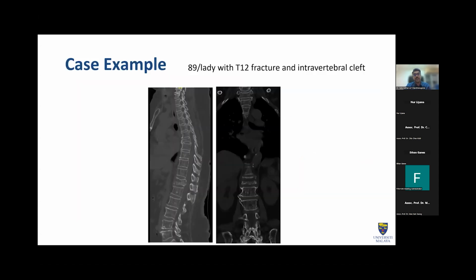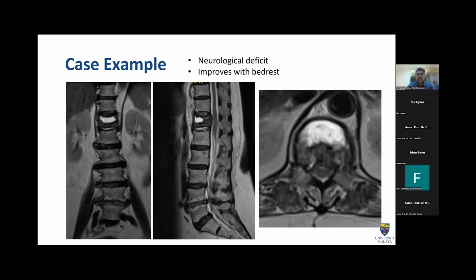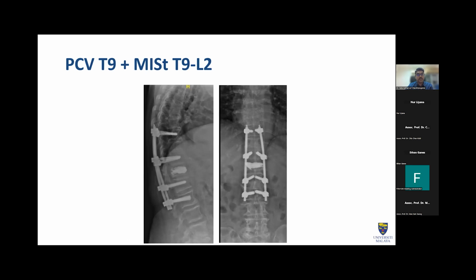This is a case example, an 89-year-old lady with T12 fracture with intravertebral cleft, as shown in the CT scan. Patient presented with neurological deficit, however, it improved with bed rest. And we proceeded to do a percutaneous cement vertebroplasty for T9 and minimal spinal instrumentation for T9 to L2.